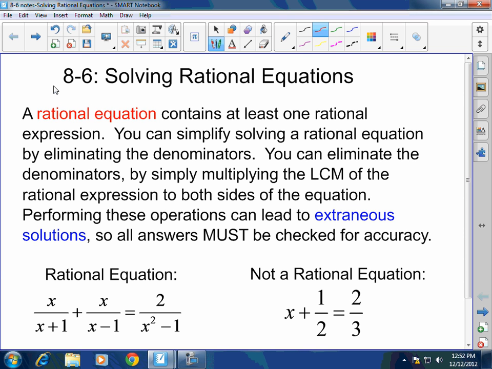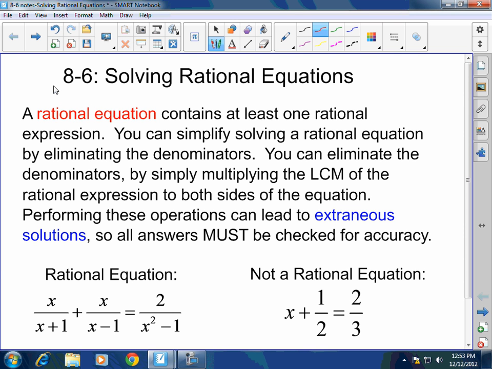So a rational equation contains at least one rational expression, at least one. You can simplify solving a rational equation by eliminating the denominators. Okay? You can eliminate the denominators by simply multiplying the LCM of the rational expression to both sides of the equation. Performing these operations can lead to extraneous solutions.